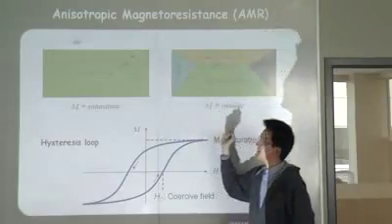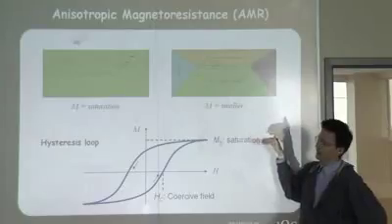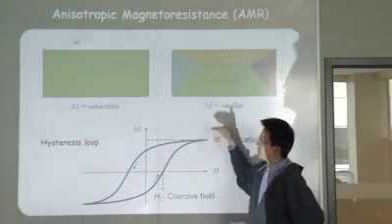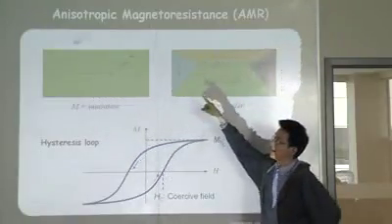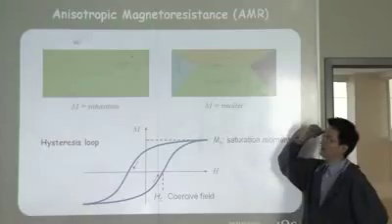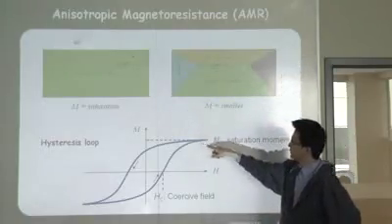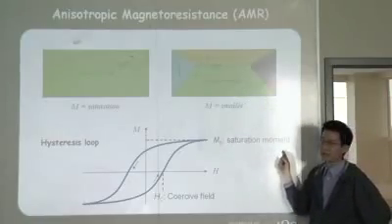Let me start by explaining what the magnetization process is. We call it a hysteresis loop. Suppose we have a very high magnetic field. All the spins inside the magnetic material will be aligned parallel to each other. This is the saturation mode, and the magnetization in that configuration is the saturation moment.